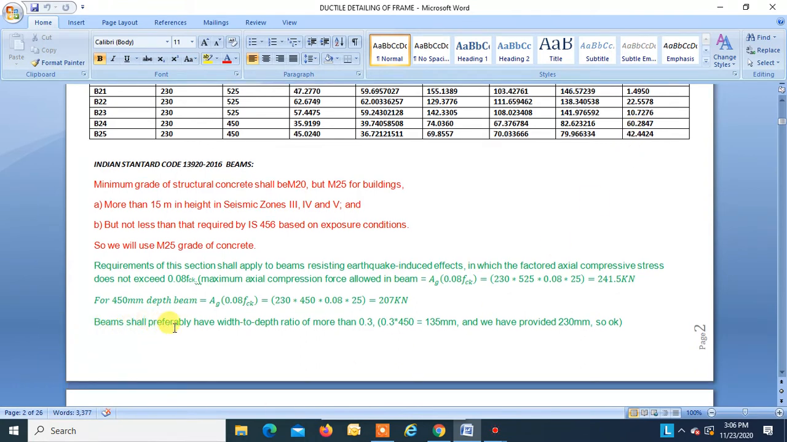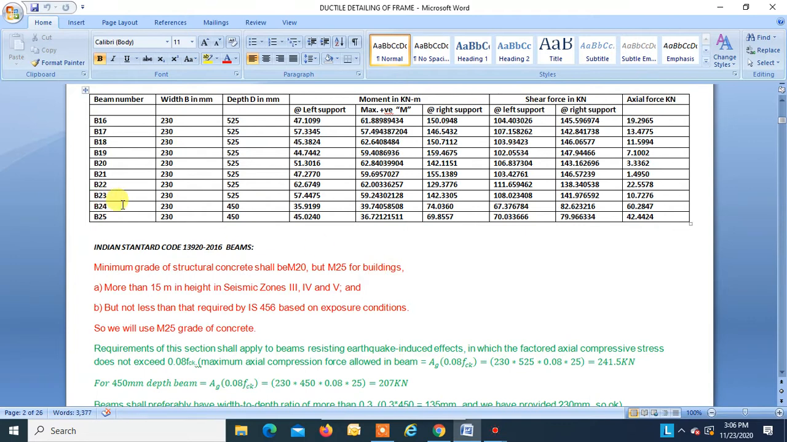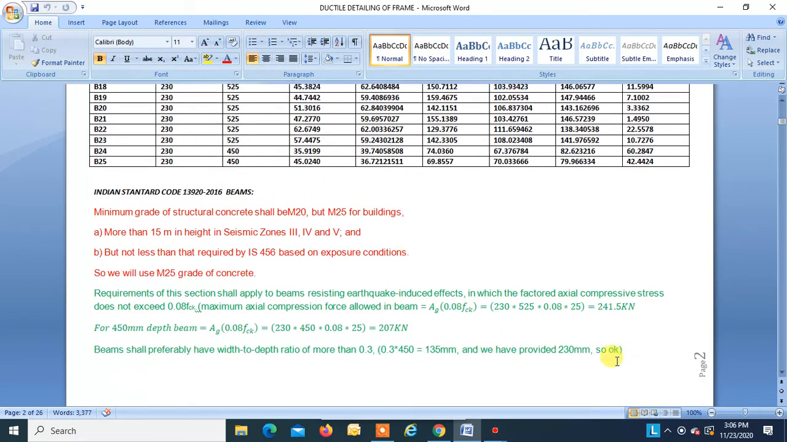The beam shall preferably have a width to depth ratio of more than 0.3, taking the least depth out of 525 and 450. So 0.3 into 450 is 135, and we have provided 230 mm, so it's okay. We are satisfying the code clause.